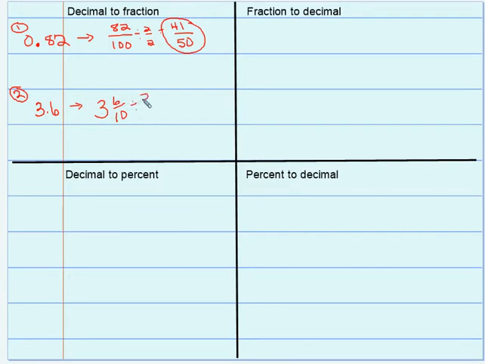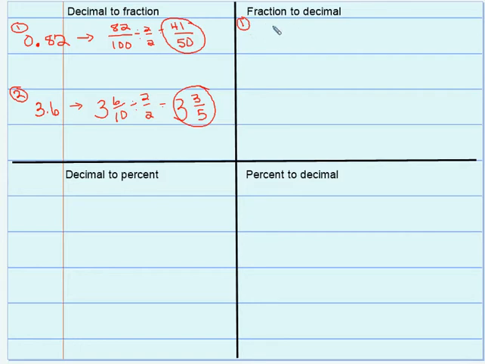So we're going to divide both of those by 2, which is going to be 3 3/5. Okay, again, do not just put the 3/5 here. Put that whole number there for me. I'm going to go over here. We'll do fraction to decimal next.